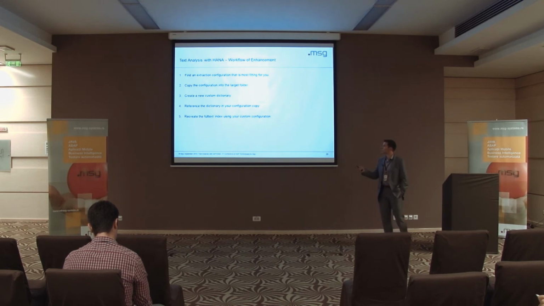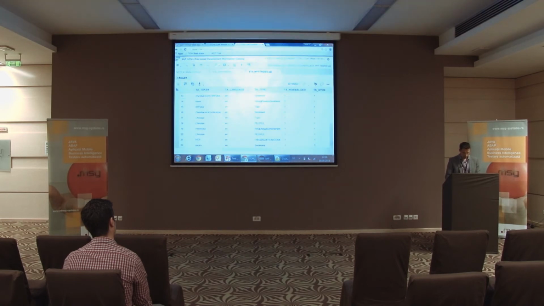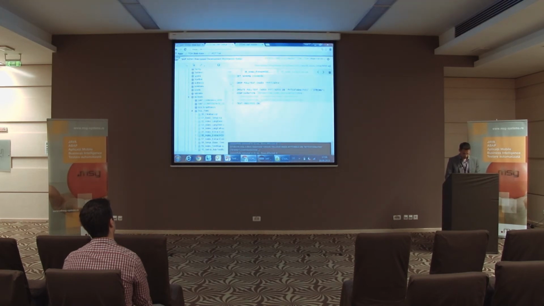So first of all, you have to find an extraction configuration that you think might be fitting for you because you do not want to build them from scratch. You will see later why. You copy the configuration, you create a new custom dictionary. That's quite easy, it's XML. Then you reference the dictionary within your configuration, so we go now one step back, and then we recreate the full text index. So let's see if we can get out HCP as a cloud product in the next few minutes. So I will now close this all.